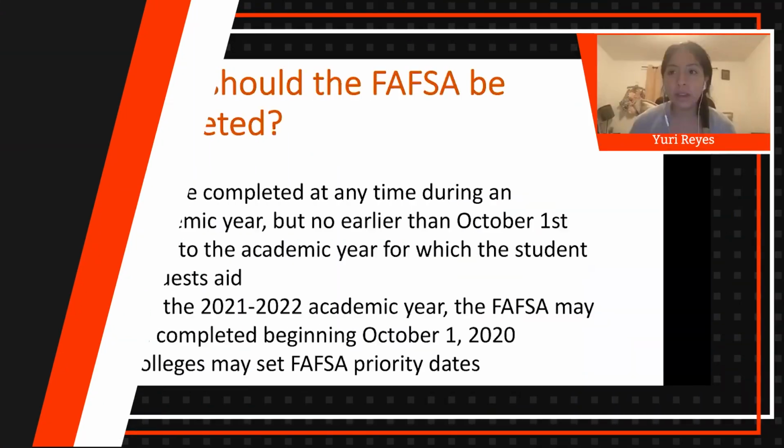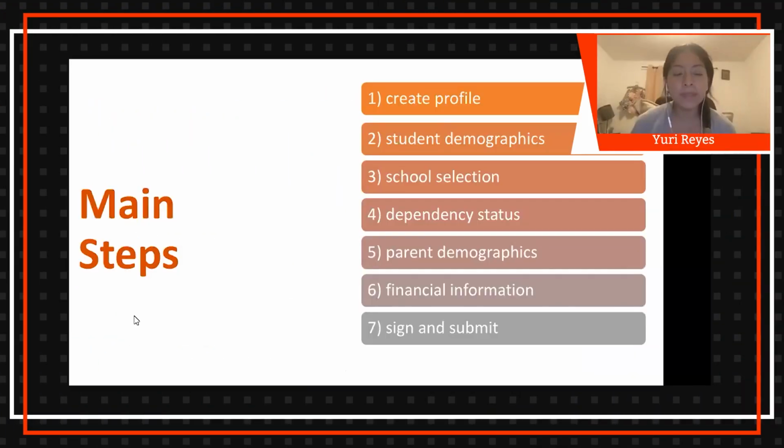So we're going to go through the main steps of the FAFSA. The FAFSA has 7 steps, which are creating the profile, the student demographics, a portion where you do the school selection, the dependency status, parent demographics if you are a dependent student, financial information, and then finally signing and submitting the FAFSA.